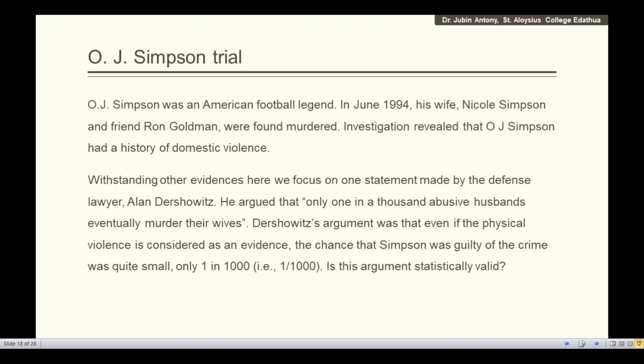Setting aside other evidence, here we focus only on one statement made by the defense lawyer Alan Dershowitz. He argued that only 1 in 1,000 abusive husbands eventually murder their wives. Dershowitz's argument was that even if the physical violence is considered as evidence, the chance that Simpson was guilty of the crime was quite small, only 1 in 1,000, that is 1 divided by 1,000. Now the question is, is this argument statistically valid?